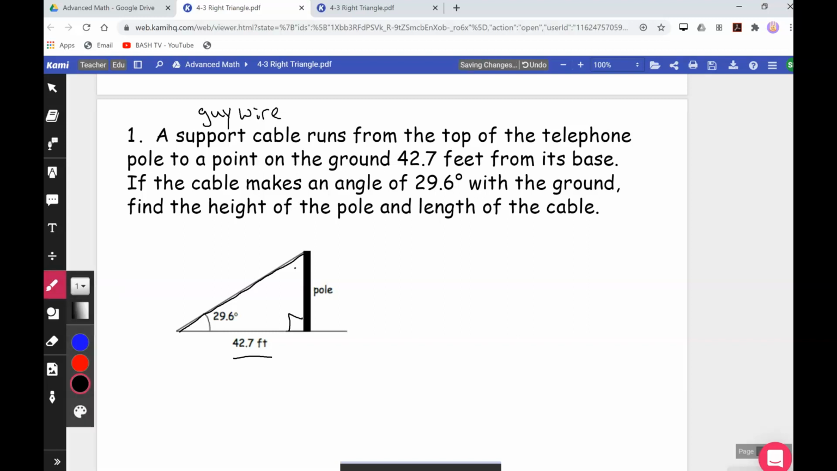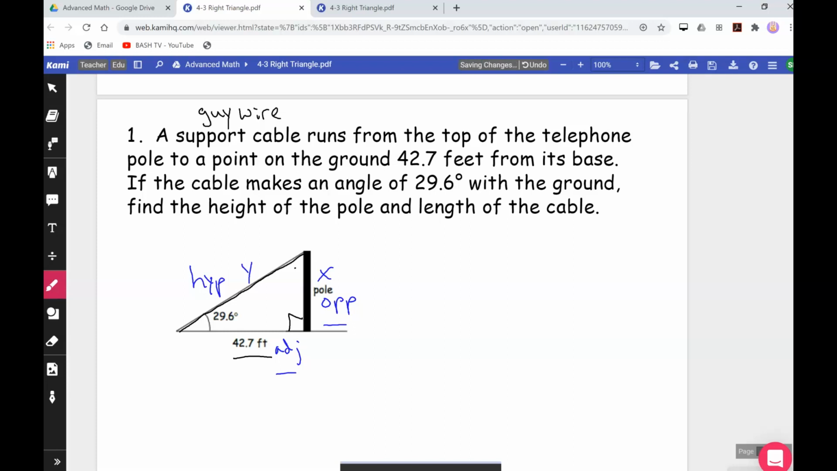All right. So if we go to fill in some stuff here, what do we want to find? The height of the pole, and the length of the cable. We could call that X and that Y if you want, but we also have to label our right triangle. So this is opposite, this is adjacent, and this is hypotenuse. We can only solve one at a time, so let's find the pole first. So that's opposite and adjacent.